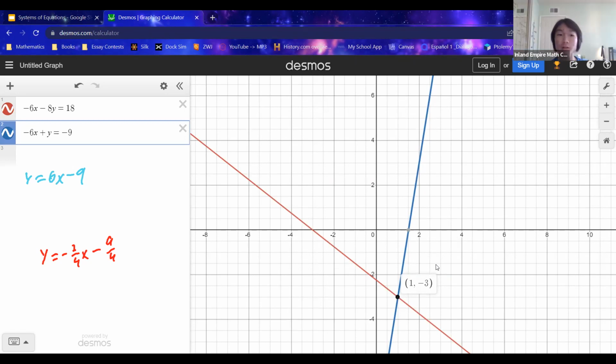So is everyone here familiar with the slope form, like y equals mx plus b? Is everyone familiar with that?